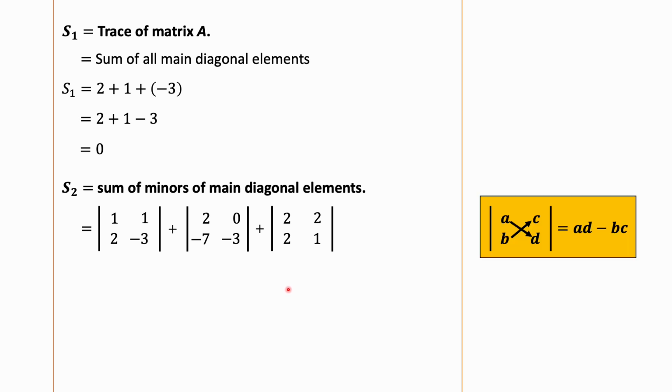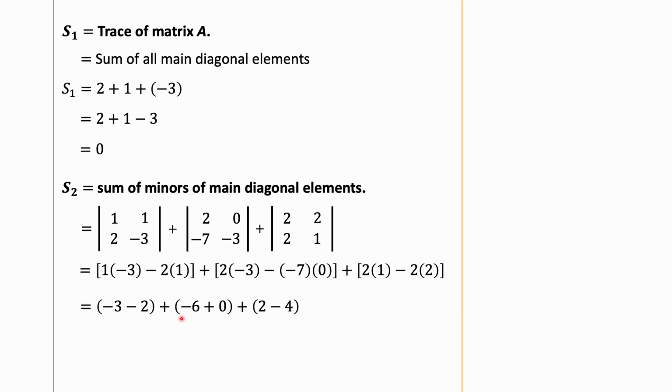Now we know how to find the determinant of second order. Suppose I have 4 elements here. I have to go for the cross multiplication, that is AD minus BC. Using this rule, I will solve all the 3 determinants here. So therefore, it is equal to, let me show one by one, 1 into minus 3 minus 2 into 1, plus the second one now, 2 into minus 3 minus negative 7 into 0, plus the third one now, it is 2 into 1 minus 2 into 2. So I have solved it now.